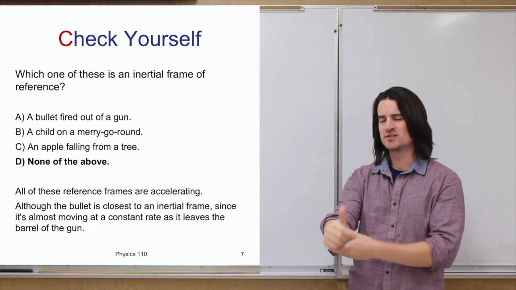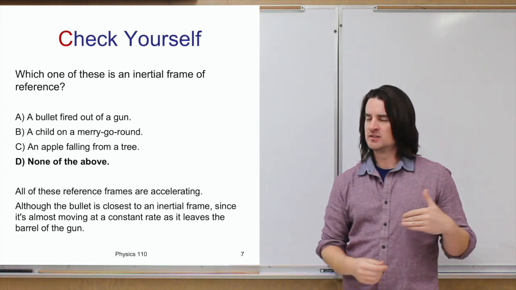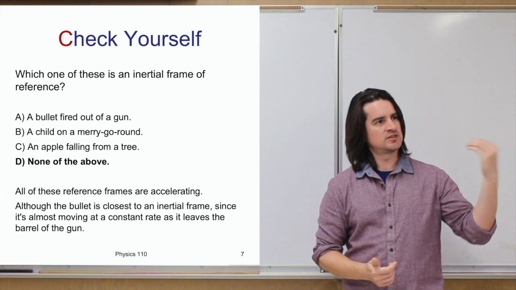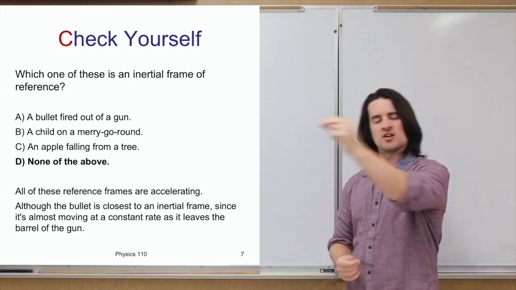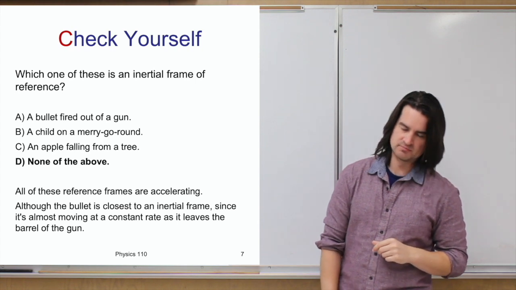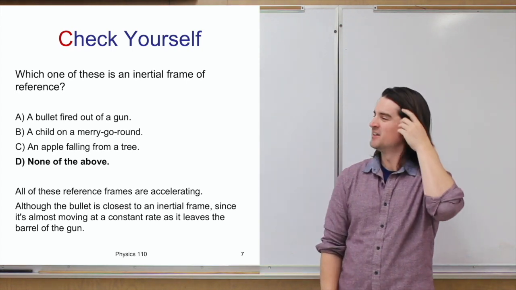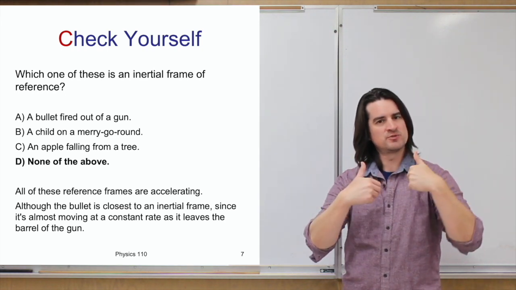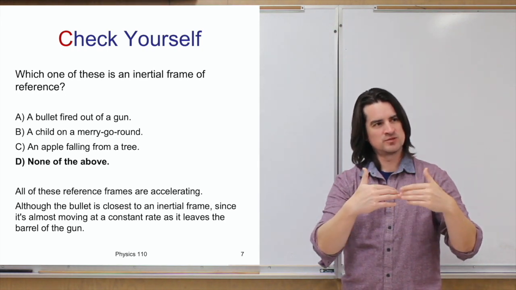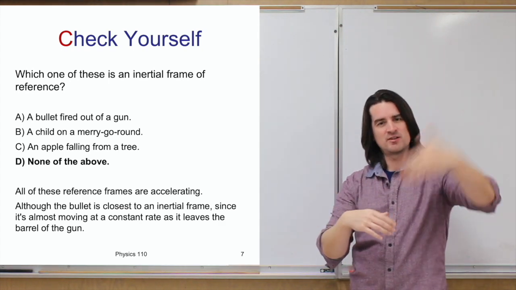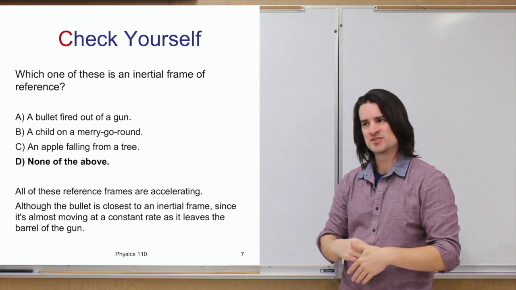So it's not exactly inertial, but it's fairly close, because when it's fired out of the gun, it's essentially just moving at a constant rate, right across, at least momentarily. It's technically being decelerated by maybe some wind resistance, so it slows down a little bit as it moves along. It's also technically being accelerated by gravity, just like the apple was.